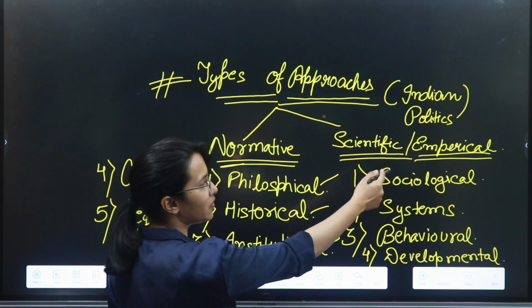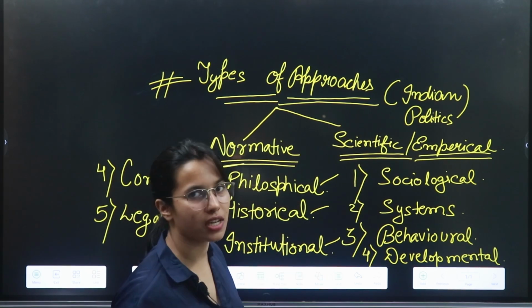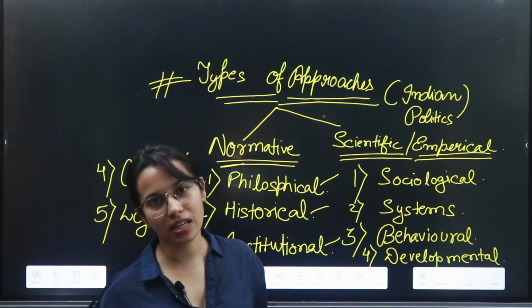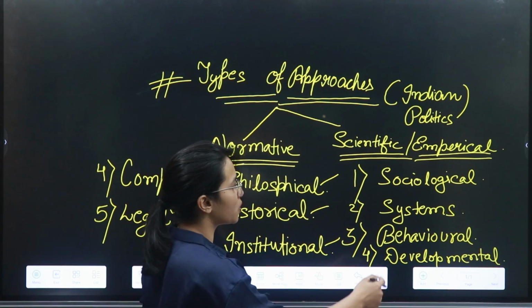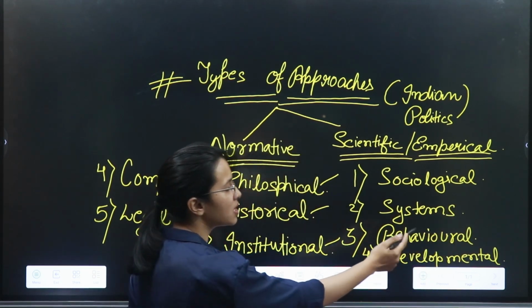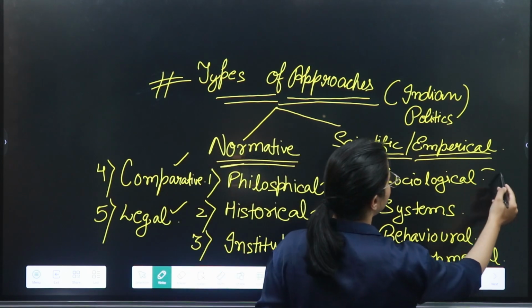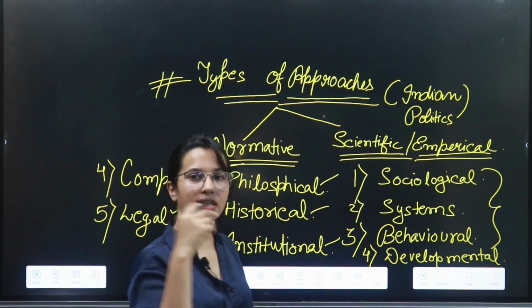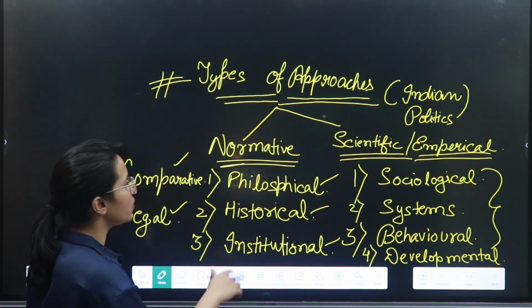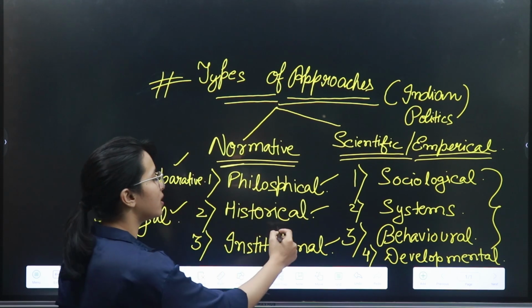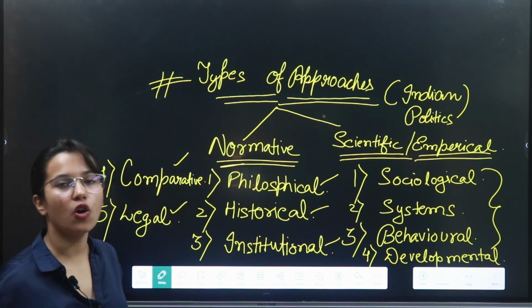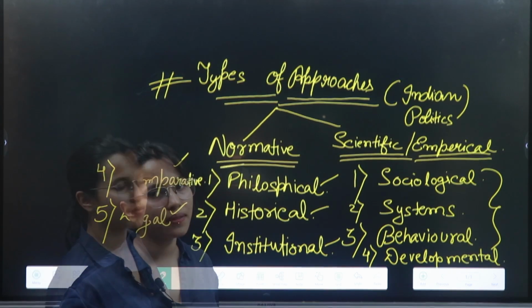Next we have scientific or empirical approaches, that we will not discuss today. We will cover this in another lecture. Okay, what are those types of approaches? That is sociological, systems, behavioral, and developmental approaches. We will be covering these topics one by one in the next lecture. In today's lecture we will be discussing the philosophical and historical approaches to the study of Indian politics.